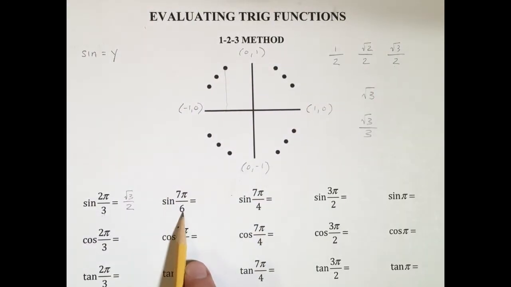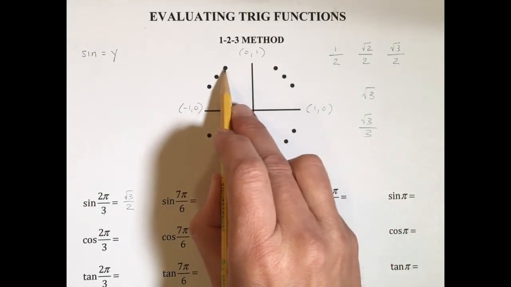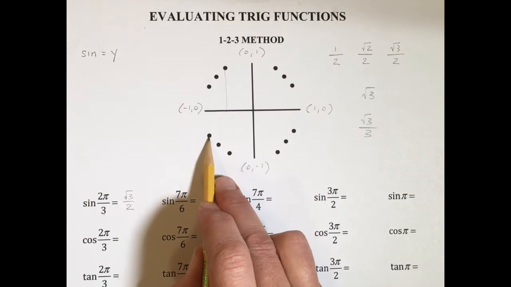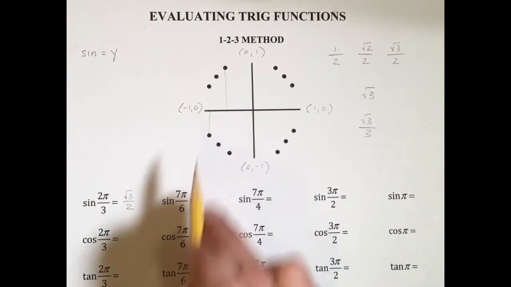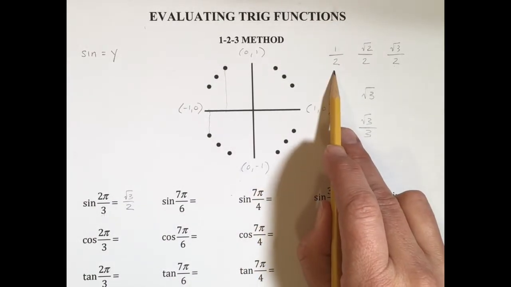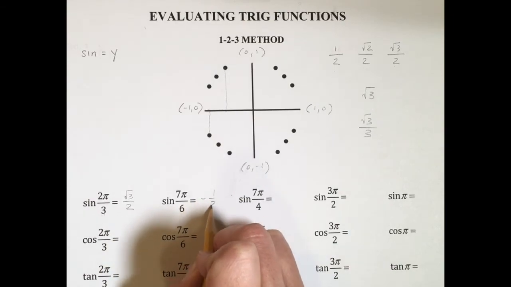Let's evaluate sine of 7 pi over 6. 1 pi over 6, 2 pi over 6, 3, 4, 5, 6. Here's 7 pi over 6. To get to 7 pi over 6, you would go over a lot and down just a little bit. The small value is 1/2, and we're going down 1/2, so this is negative 1/2.